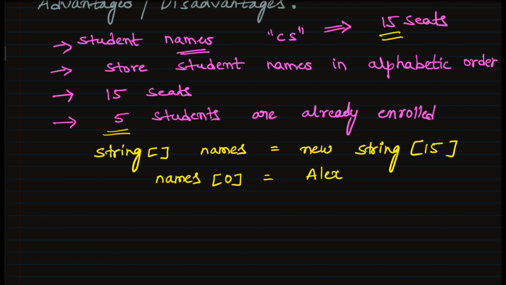And here, what is the constraint? We want to store the student names in alphabetic order, for example, like an attendance registry. How will we store? Usually it is in alphabetic order or on some roll number basis. Here in this case, we are assuming it is in alphabetic order. So names[1].